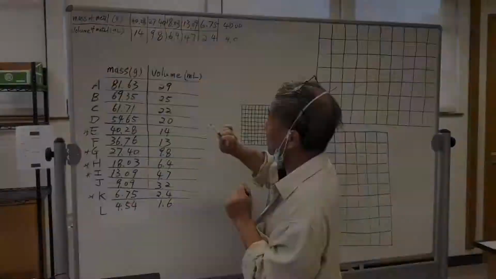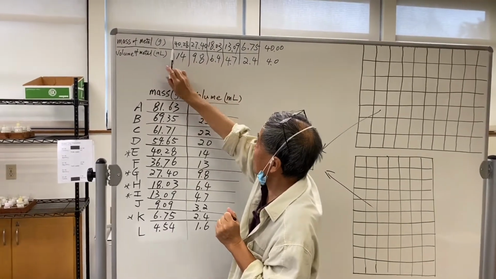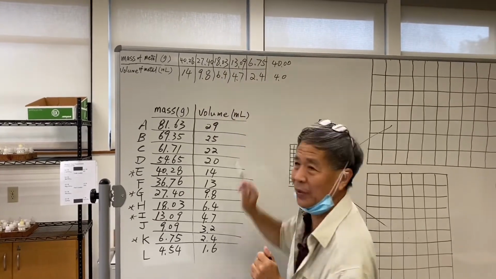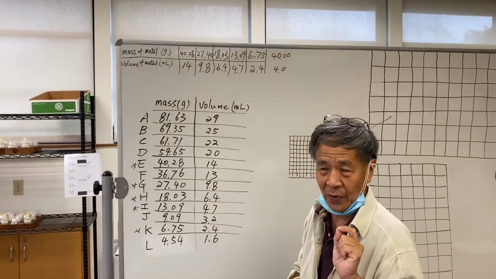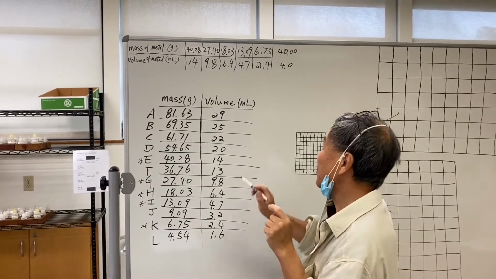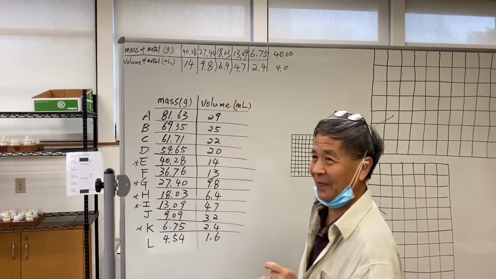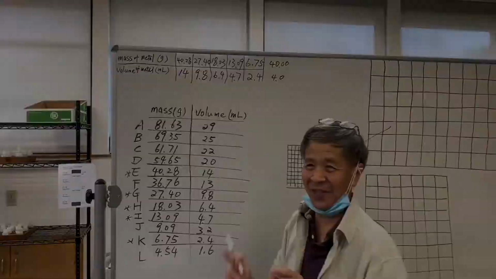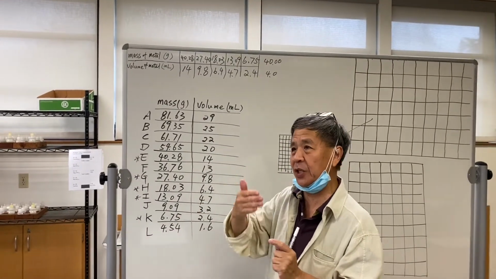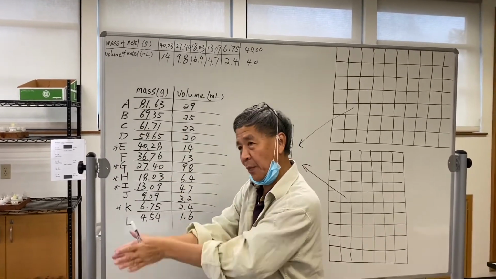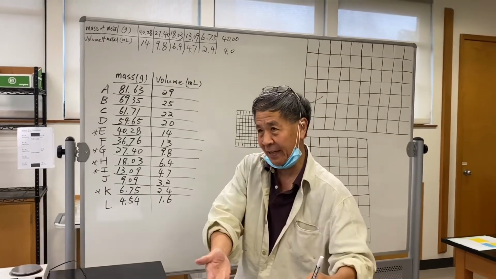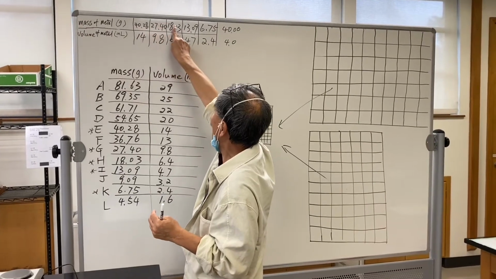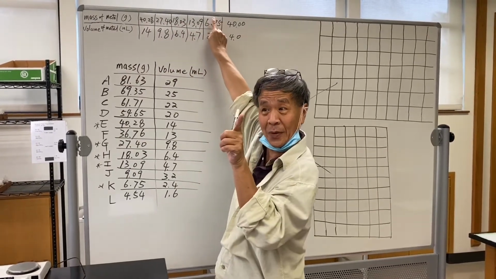All right, if you examine your mass data, there are 2 digits after the decimal point. However, if you look at your volume, there are only 2 significant figures, because all of us needed to understand what is decimal point, what is significant figures. This is 2 significant figures, but this is 4, 4, 4, 4, but this is only 3.